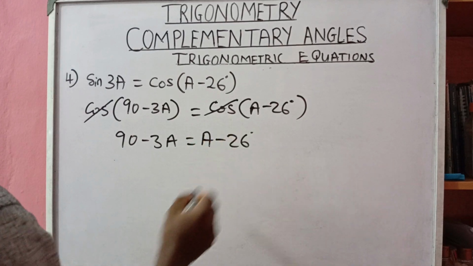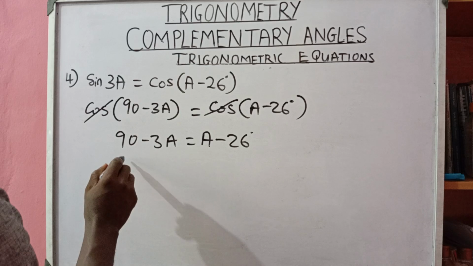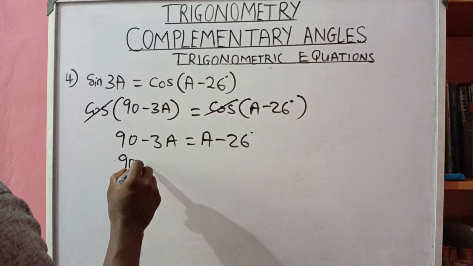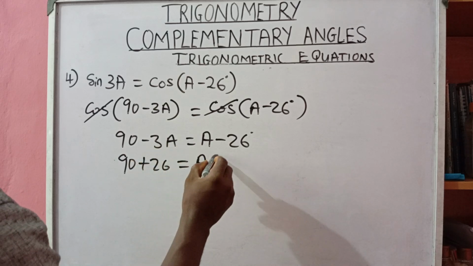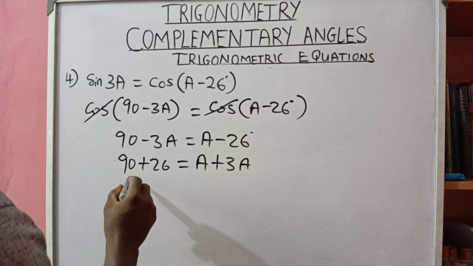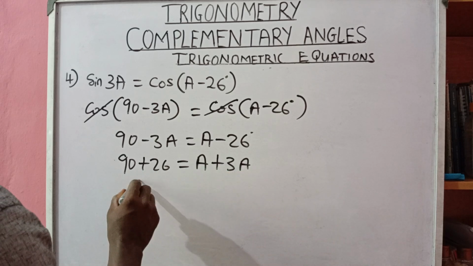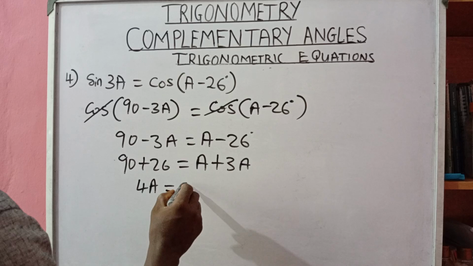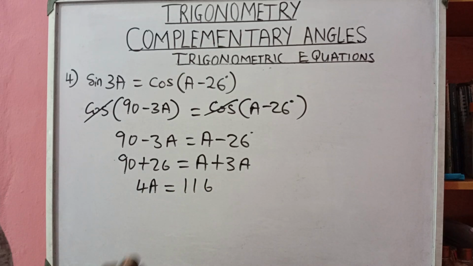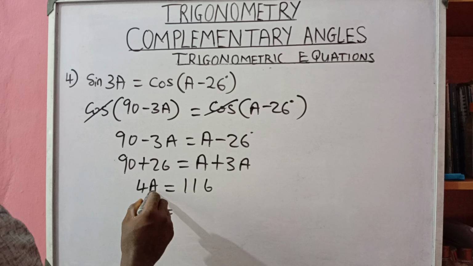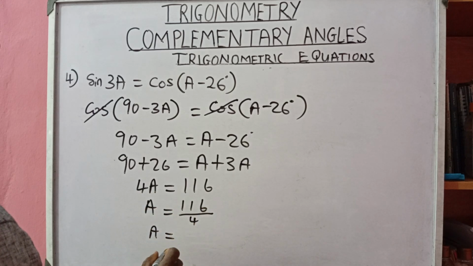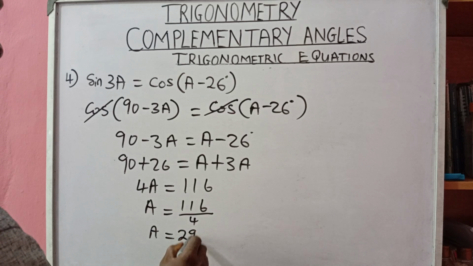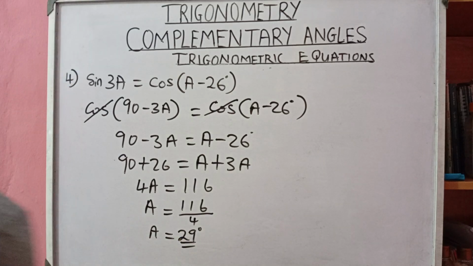So collecting like terms here, we have 90 minus 26 coming over here becomes plus 26 equal to A. The minus 3A coming over here becomes plus 3A. So that will give us A plus 3A, which is 4A, is equal to 90 plus 26, which gives us 116. So we divide both sides by the coefficient of A, which is 4. 116 divided by 4. Of course, the value of A is 29 degrees. So these are the solutions to these trigonometric equations that we just presented.